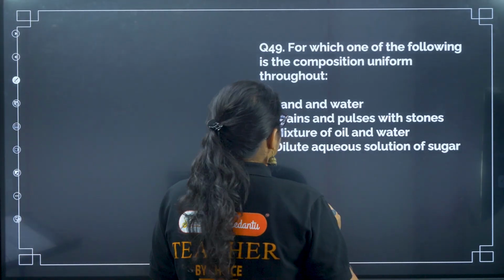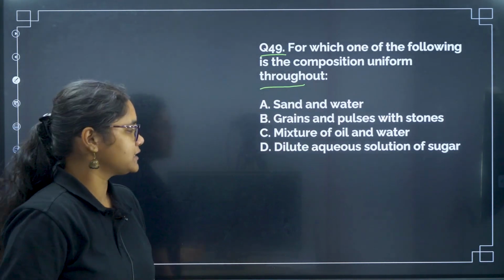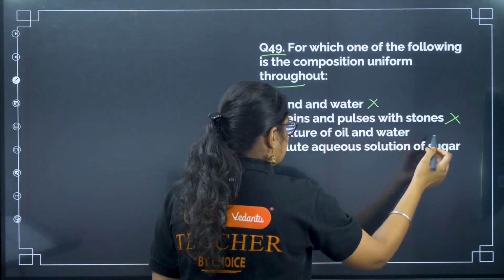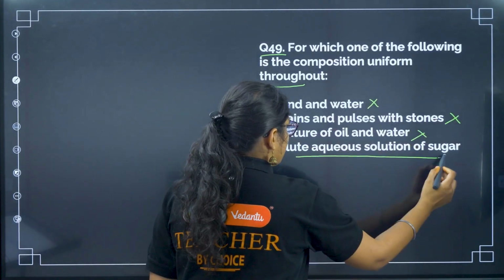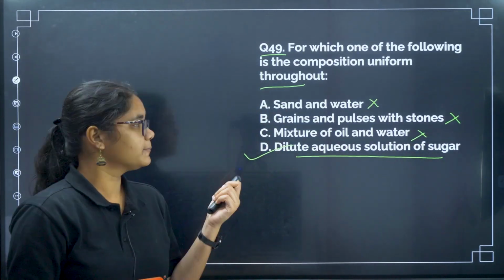For which one of the following is the composition uniform throughout? So this is a very easy question from solutions chapter, I think. Uniform throughout, sand and water is not there, grain, this is not there, this is also not there, dilute aqueous solution of sugar, this is your uniform composition. Correct answer is option number D.